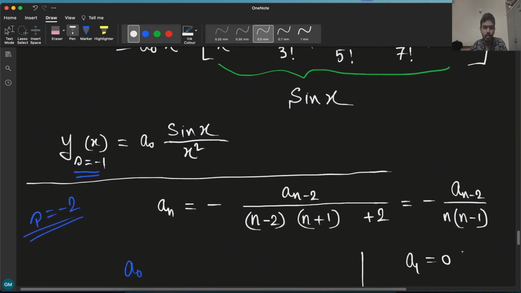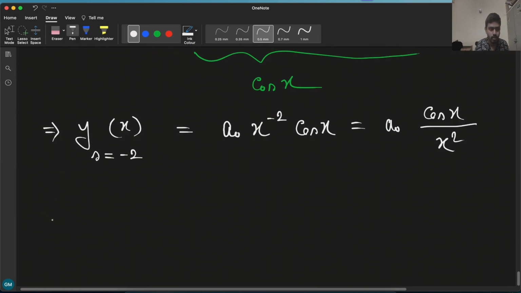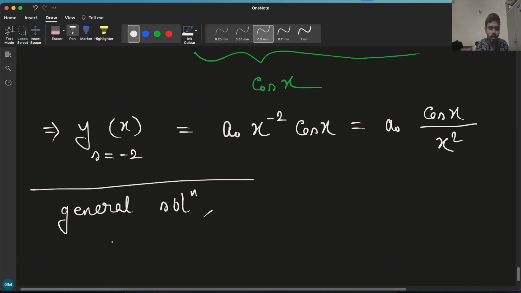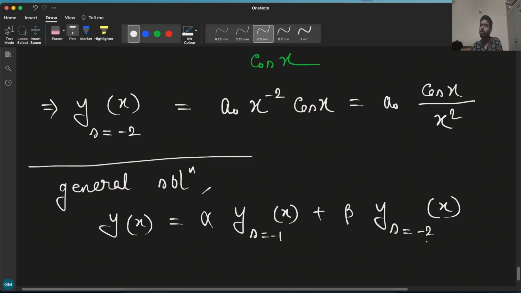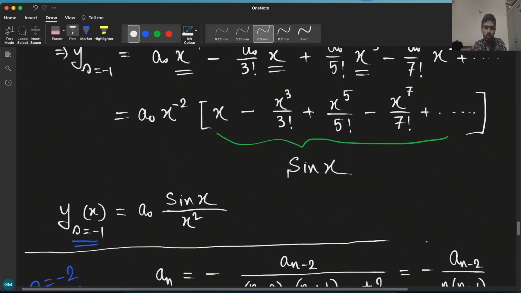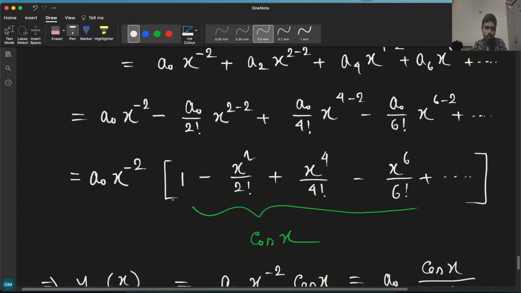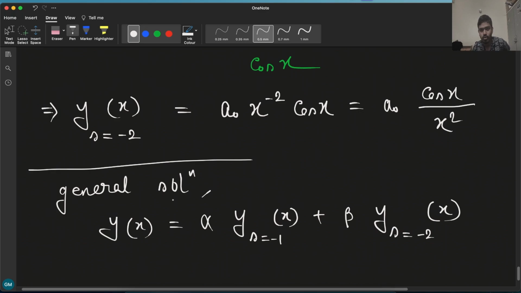So these are the two series, and the general solution will be y(x) equals alpha times y for s equals minus 1 plus beta times y for s equals minus 2. So we got two independent solutions. Why am I calling them independent? I will show you with cos x and sin x. For s equals minus 1 the solution is in terms of sin x, and for s equals minus 2 it is in terms of cos x, and I will show you that cos x and sin x are linearly independent, or rather orthogonal.